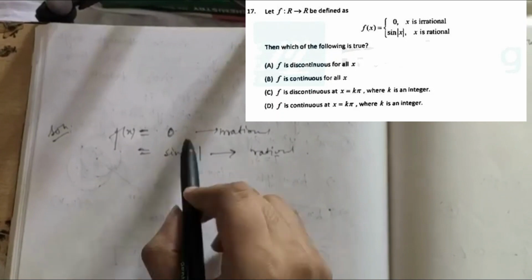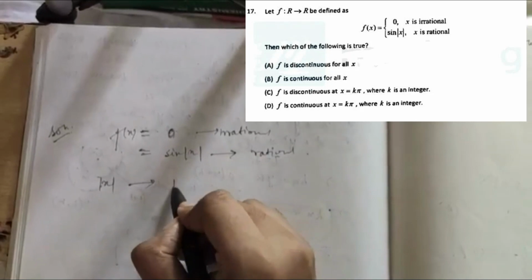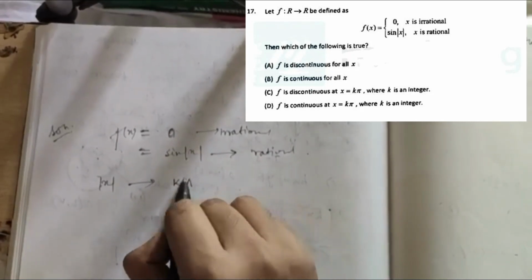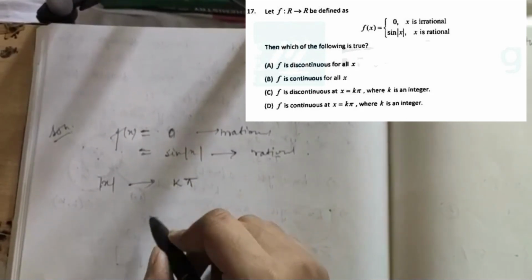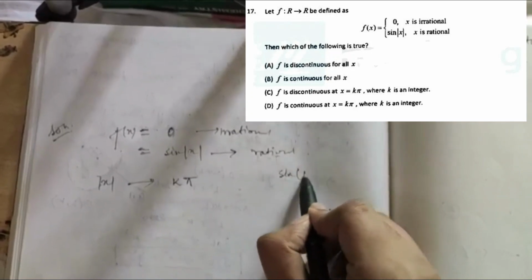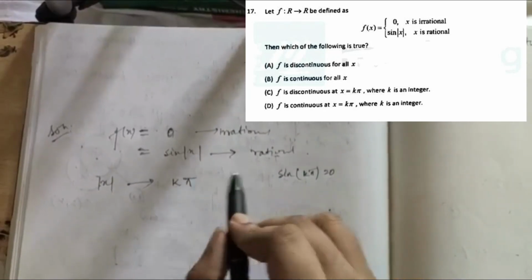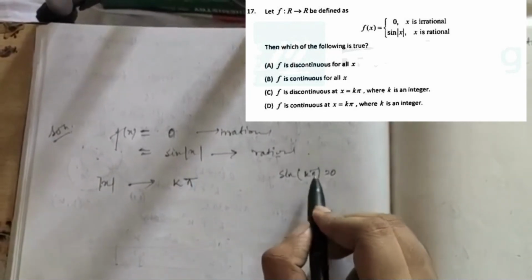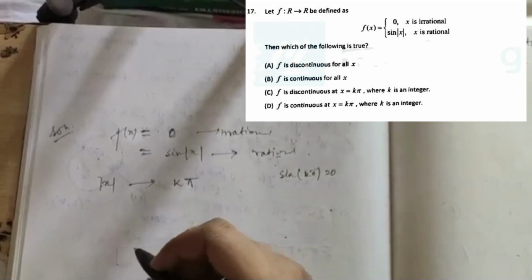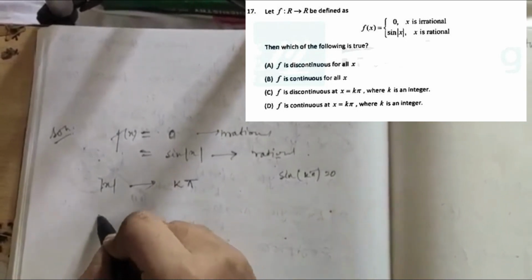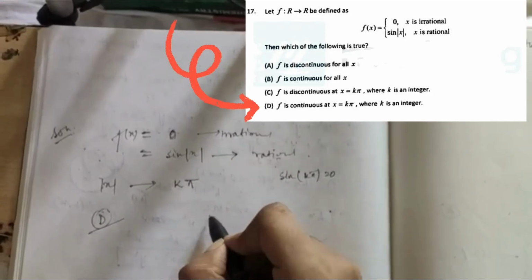So if the function has to be continuous, then each and every value has to be 0. In that case, mod of x has to be a multiple of pi. Let that multiple be k, anything. Then sine of k pi will be equal to 0. If and only if x is an integral multiple of pi, the value will be 0, for rational and irrational values alike. So option D suits the question perfectly: f is continuous at x equal to k pi, where k is an integer.